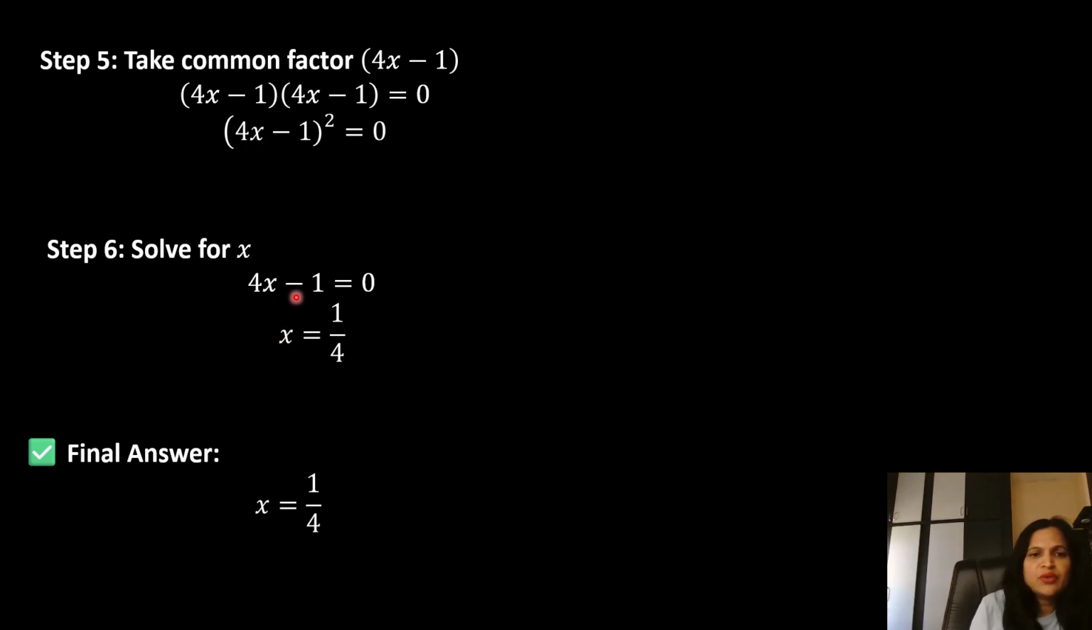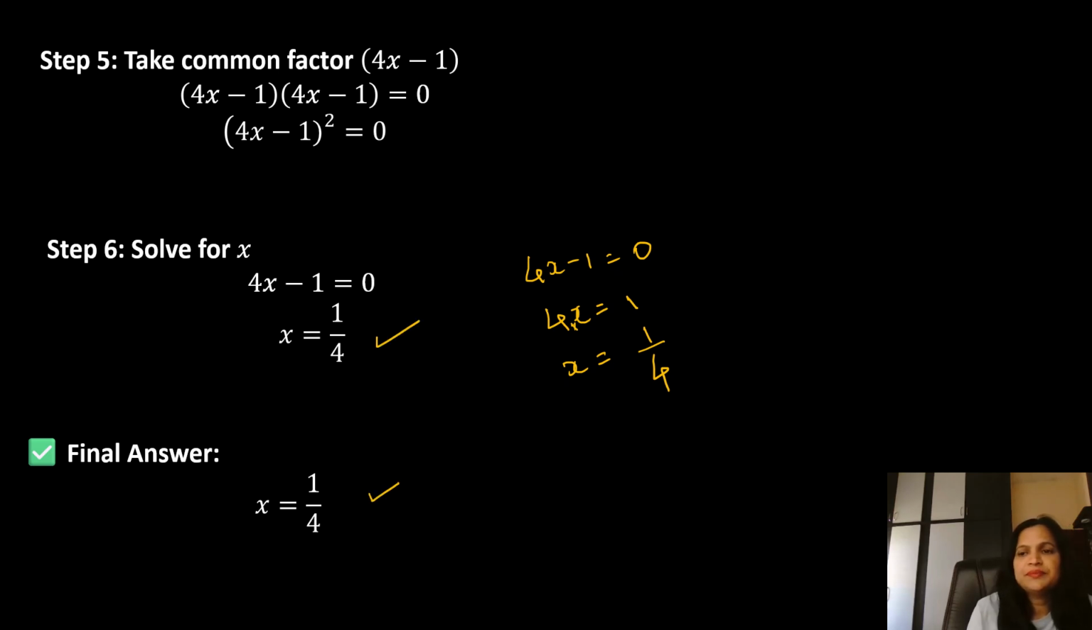Then 4x minus 1 equal to 0. 4x equal to, this minus 1 becomes plus when it comes to the other side of the equal to sign. Then x equal to 1 by 4. If nothing is there it is multiplication, 4 coming to this side becomes division, 1 by 4. So x equal to 1 by 4. 1 by 4 is your final answer.